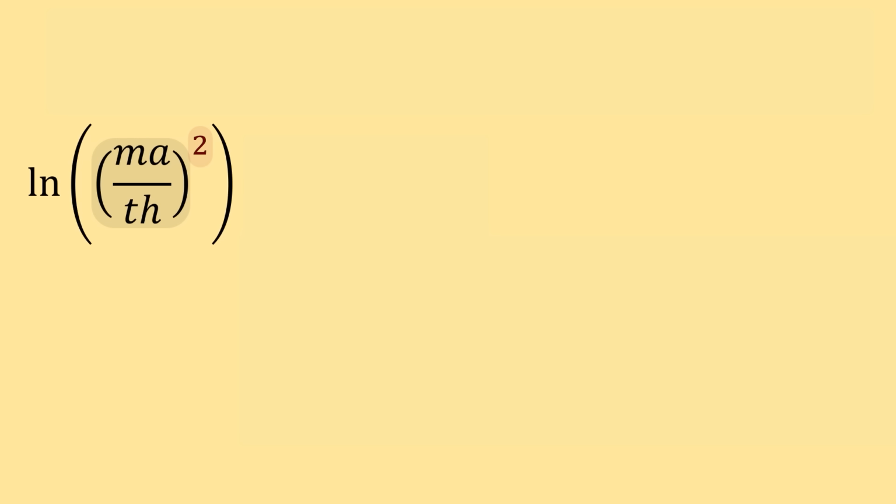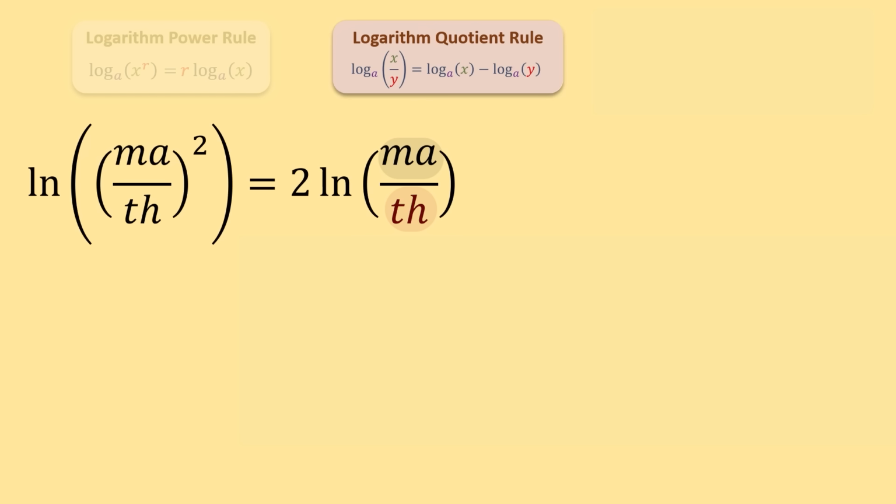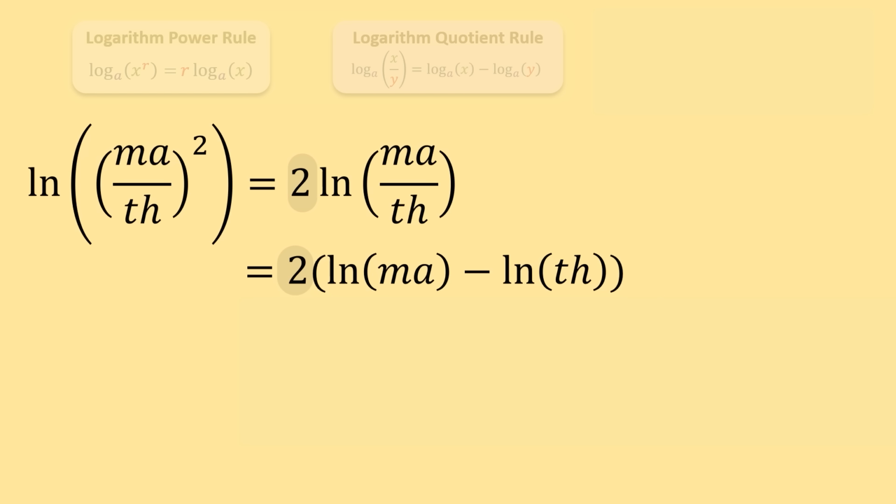Here, since everything within the logarithm is grouped together and raised to a power, we can use the power rule first. Using the power rule, we bring the 2 out front and we leave everything on the inside as it is. Next, since I have the division of 2 expressions, I'll use the logarithmic quotient rule. I can rewrite my logarithm as natural log of the expression in the numerator, m times a, minus natural log of the expression in the denominator, t times h. I have to be sure to bring down the 2, which is multiplied by everything.